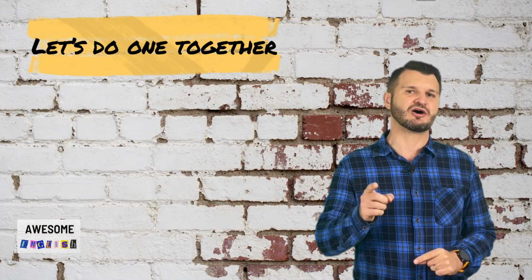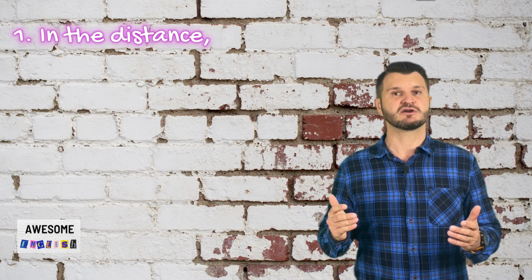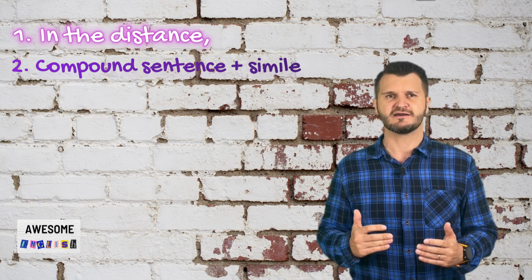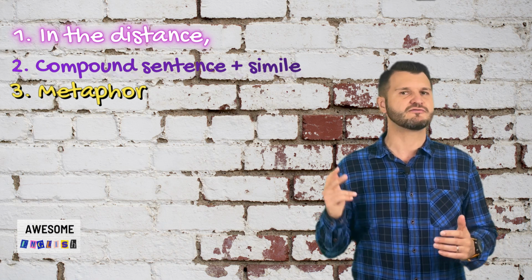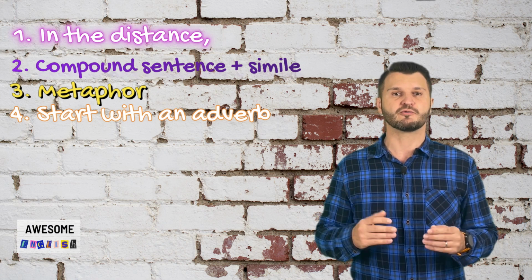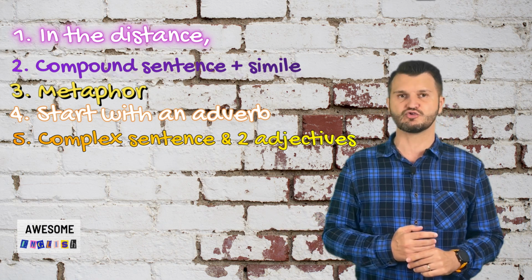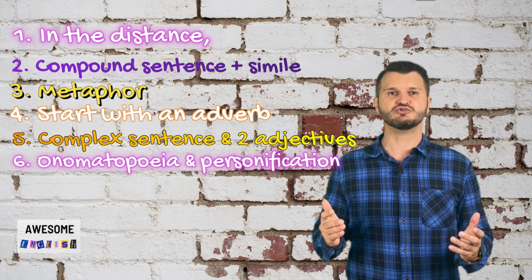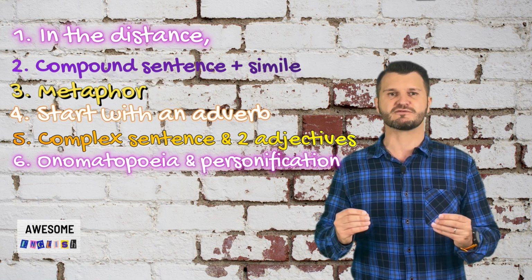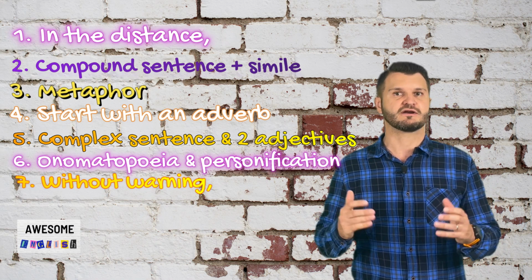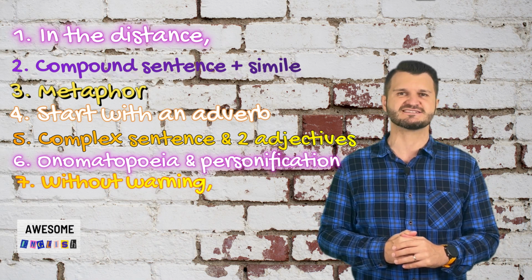It works exactly like this. The first sentence needs to start with "in the distance." Your second sentence needs to be a compound sentence with a simile. Then we need to use a metaphor for your third sentence. Then the next sentence needs to start with an adverb. Write a complex sentence for the next one with two great adjectives. Then for the next sentence in your paragraph, use some onomatopoeia and personification. Then for the next one, start with "without warning" as the phrase to begin your sentence.